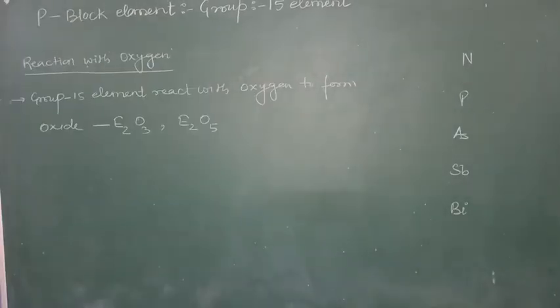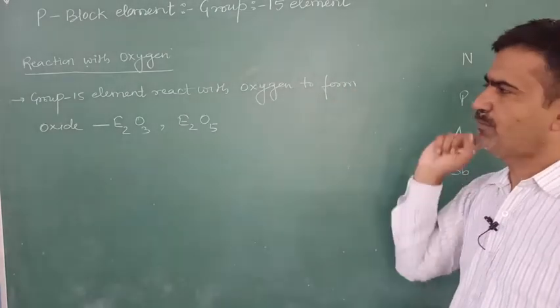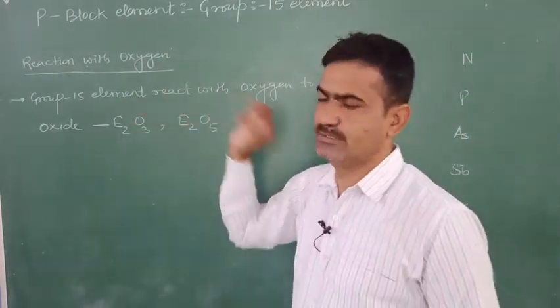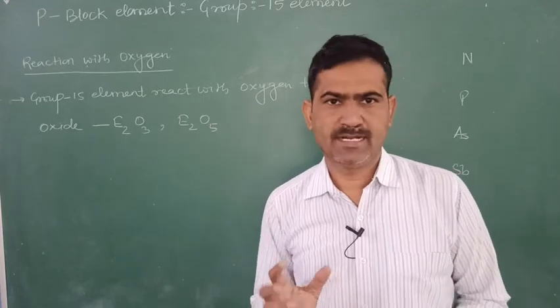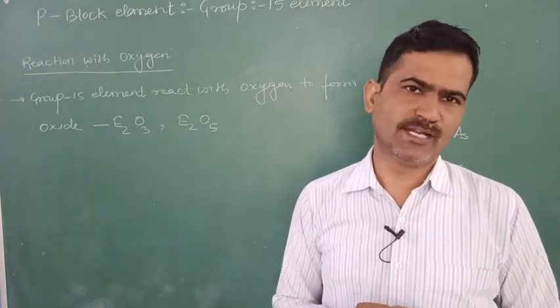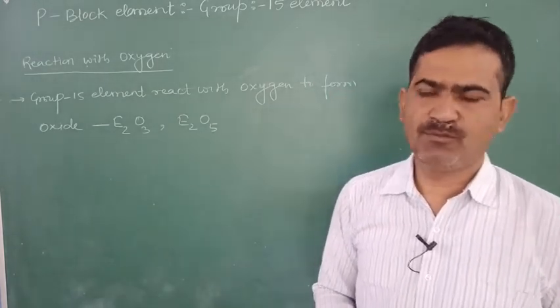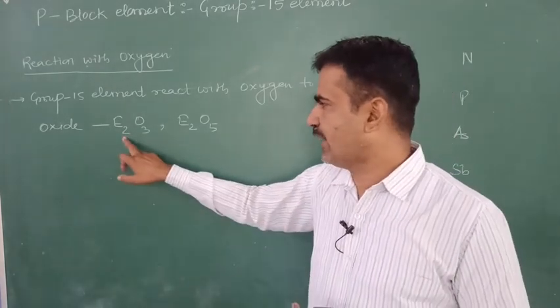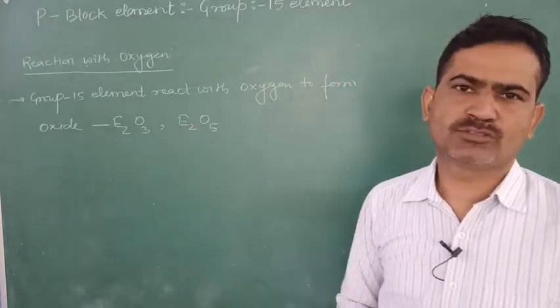Now students, in this series we will discuss our next property, that is, group number 15 reaction with oxygen. Group 15 elements react with oxygen to form oxides, and they form two types of oxides, trioxides and pentaoxides.